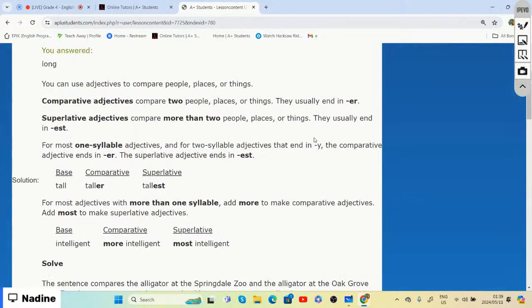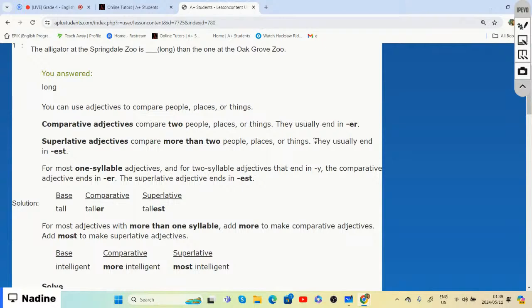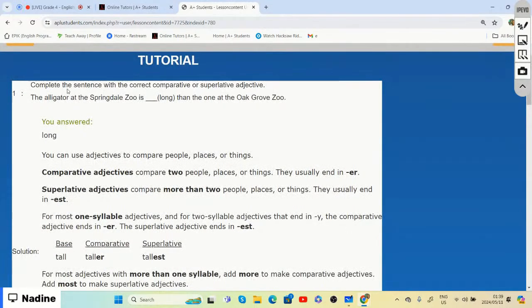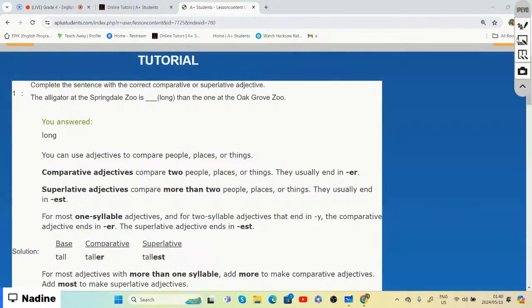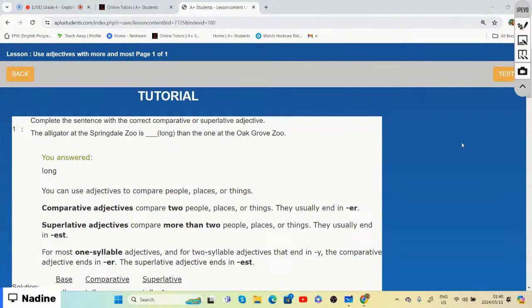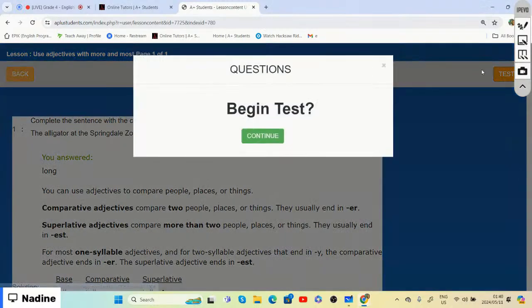All right. If you look at the one, it says the alligator at the Springdale Zoo is long than the one at the Oak. So here we can say it is longer than the one at Oak Grove Zoo. All right, so we're going to either add more in front, or most for the superlative.